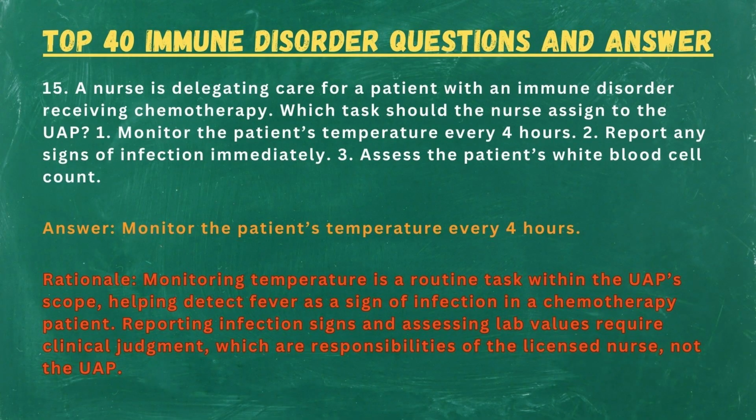15. A nurse is delegating care for a patient with an immune disorder receiving chemotherapy. Which task should the nurse assign to the UAP? 1. Monitor the patient's temperature every 4 hours. 2. Report any signs of infection immediately. 3. Assess the patient's white blood cell count. Answer. Monitor the patient's temperature every 4 hours.